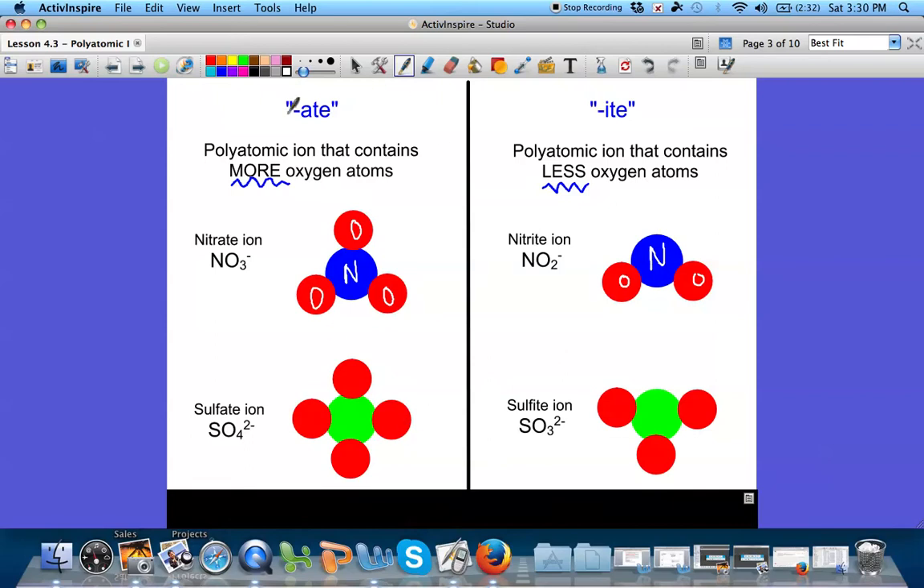Some other examples: a sulfate ion has 1 sulfur and 4 oxygen, and a sulfite ion has 1 sulfur and 3 oxygen. Both of these are going to carry a 2- charge. But as you can see, -ate doesn't always refer to 3 oxygen or 4 oxygen, because sulfite has 3 oxygen. So it's just in comparing those similar types of ions that you can say more or fewer oxygen atoms.